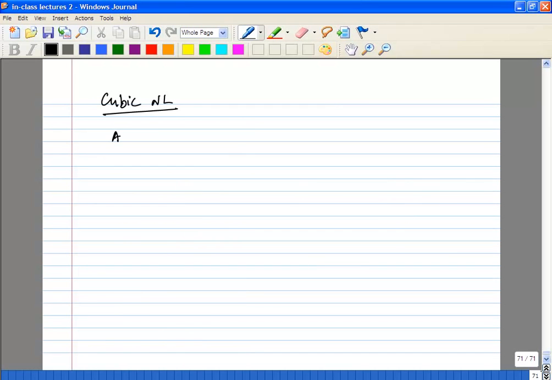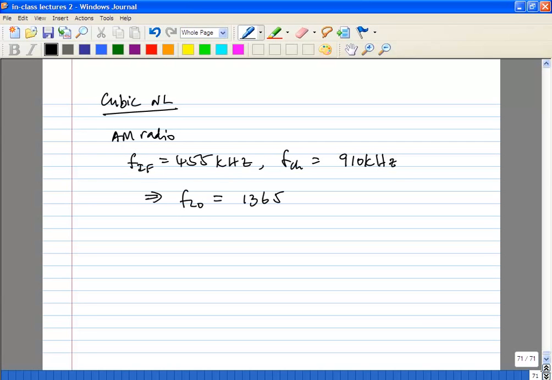Okay, so consider the case of AM radio. Your IF frequency is 455 kilohertz, and assume that the channel you are interested in is 910 kilohertz. What is your FLO? It is 1365, again assuming high side injection.